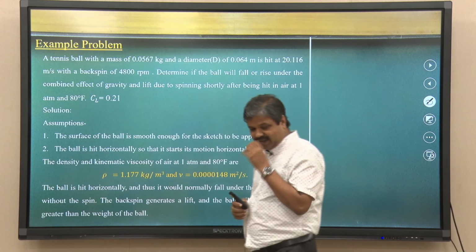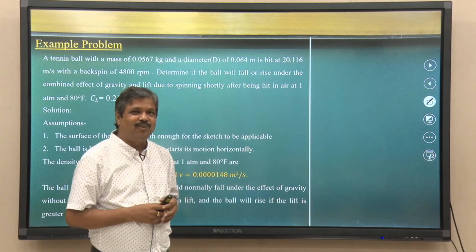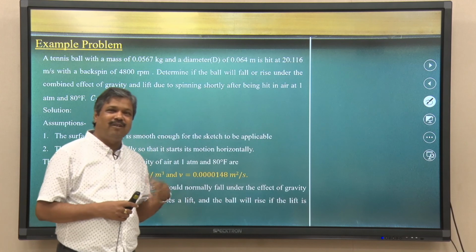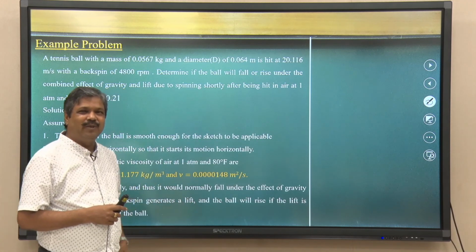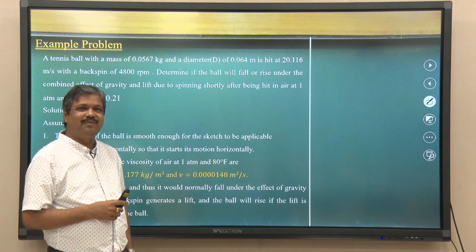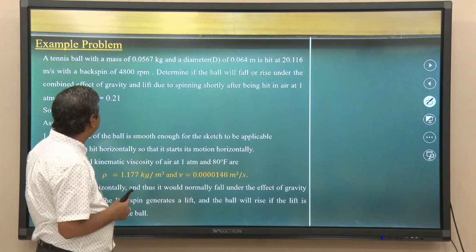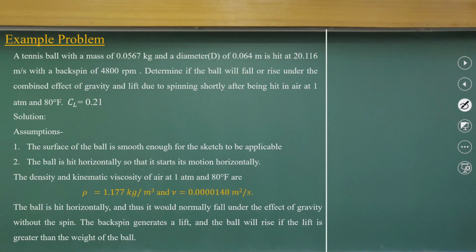The second example is quite interesting. It looks like a tennis ball. As I said, if you talk about a cricket ball or tennis ball, all these aerodynamic things we try to understand with drag force and lift force. This is a very simple example of how a tennis ball with a mass of 0.0567 kg, a diameter of 0.064, and a speed of about 20.1446, is spinning. Okay. So, this is 4800 RPM, rotations per minute.